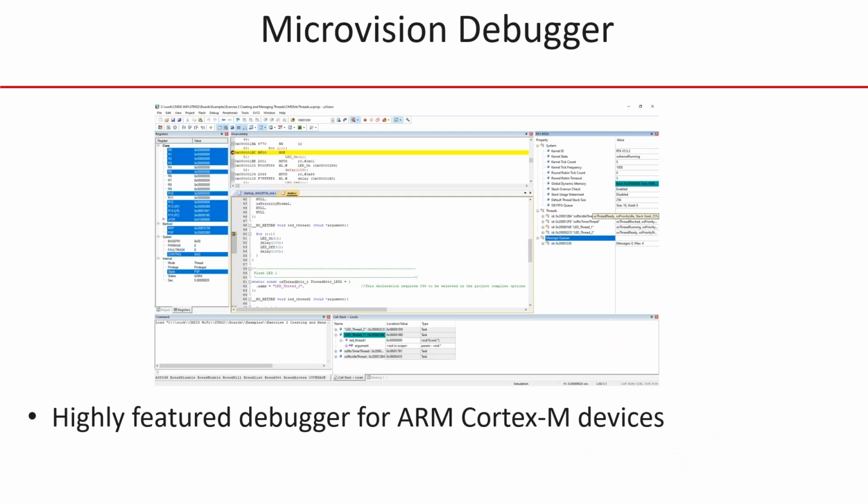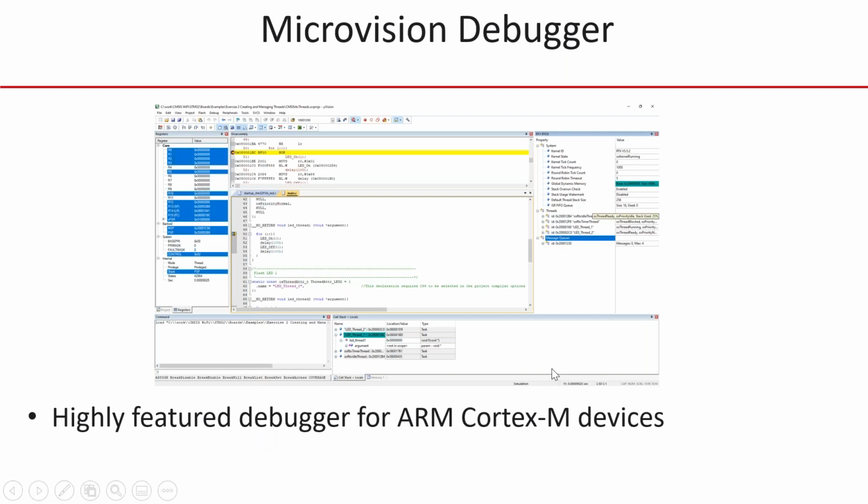Now, all of the debug architecture connects up to the debugger, in this case, the Microvision debugger. And this is probably one of the most highly featured debuggers for Cortex-M that's available. So we're going to have a look through what's available within the Microvision debugger, and we can use this as a guide as to the sort of debug features that you should expect from any other debugger. Okay. So this is integrated into the IDE.